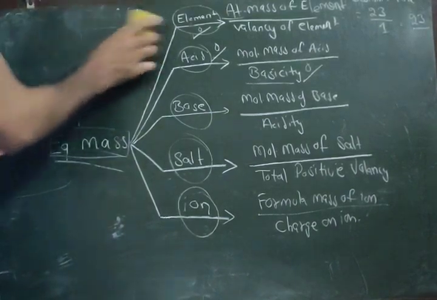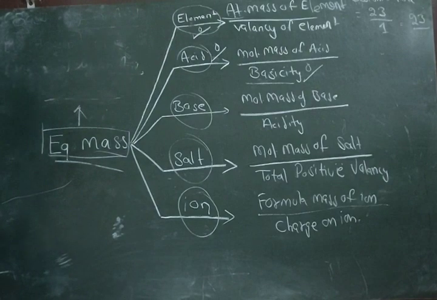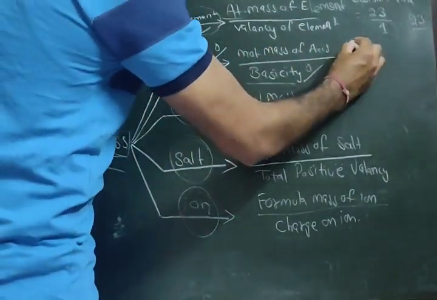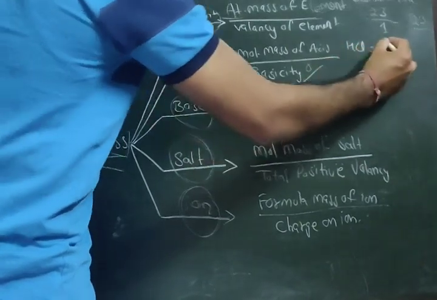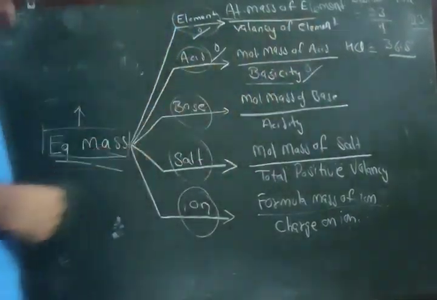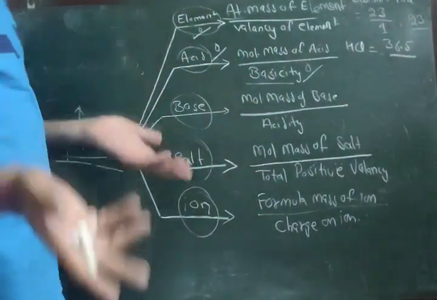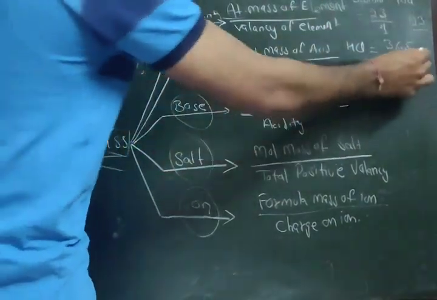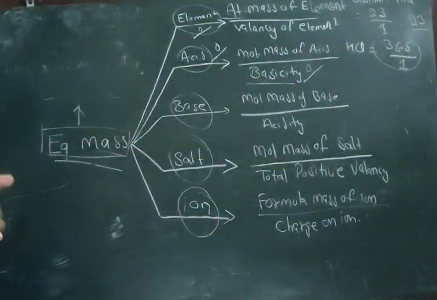A good example of this: take the example of HCl. Molecular mass of HCl will be 36.5, and how many H positive ions are released by HCl? A single H is there, so 1, so basicity will be 1. So this is the equivalent mass of acid.